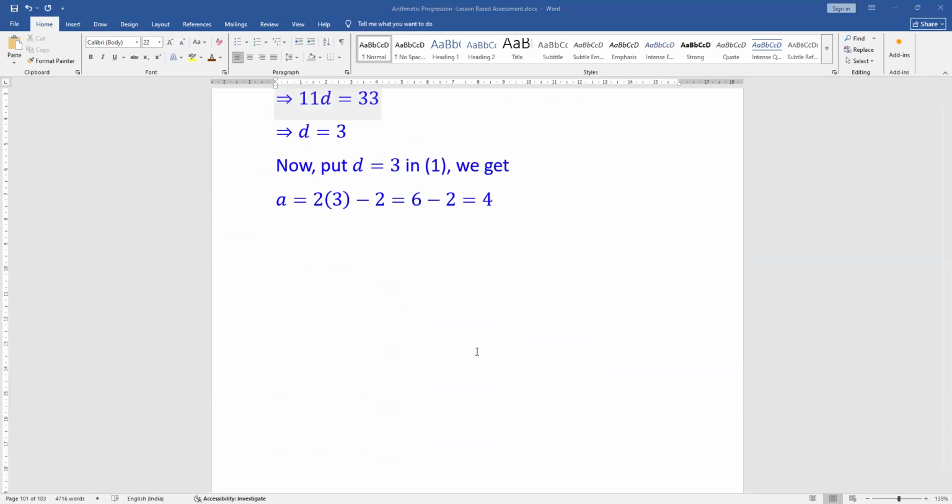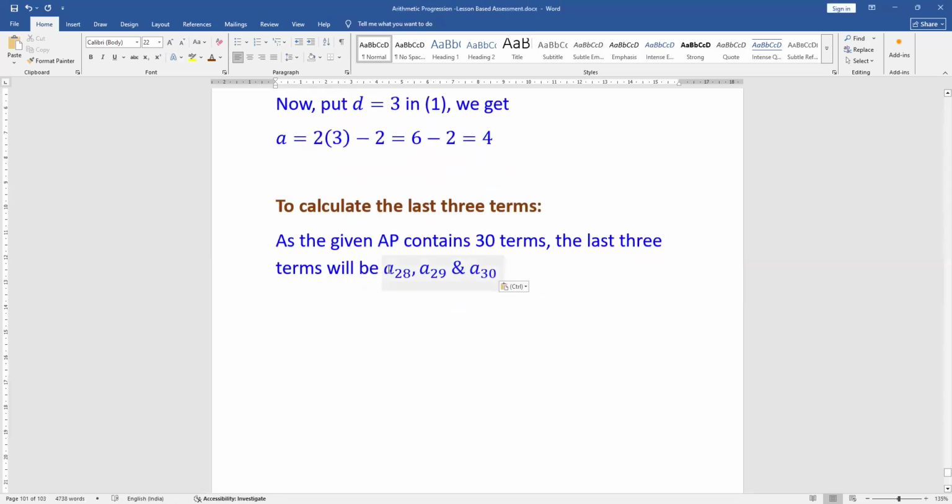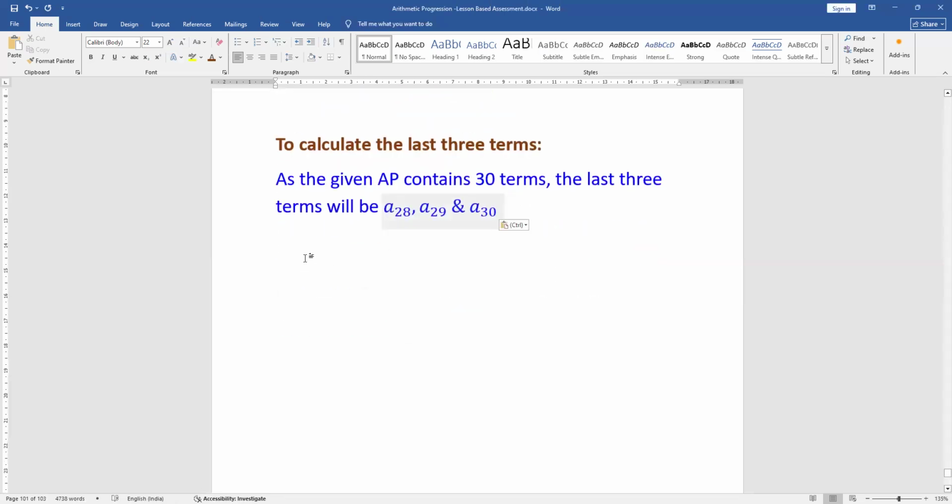Now what do we have to do? We are going to calculate the last 3 terms. As I told you, here we have 30 terms, so the last 3 terms will be A28, A29 and A30. So let me write that. As given, the AP contains 30 terms, the last 3 terms will be A28, A29 and A30.